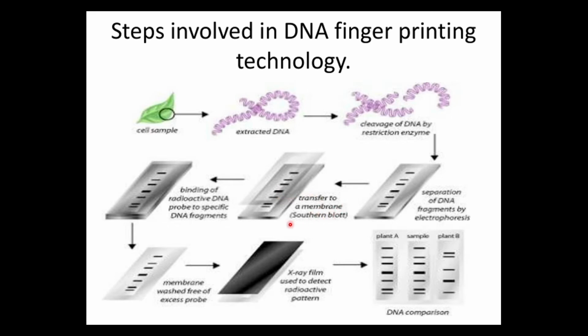Then the transfer to the nylon membrane sheet, that is the Southern blotting technique. Then the binding of radioactive DNA probe to specific DNA fragments. Then the membrane is washed free of the excess probe, and an X-ray film is used to detect the radioactive pattern. And when it is compared, you will get the results. That is, you have to compare the DNA fingerprint of the suspected person and the victim. So here the 6 steps are there, and from the diagrammatic representation you will get an idea of how the process takes place.